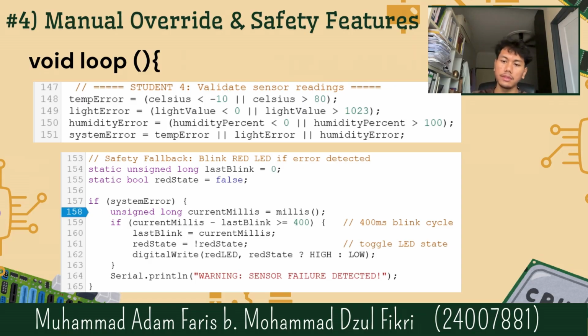And then for the safety fallback, the second box, when system error is true, the red LED begins to blink every 400 milliseconds. This is achieved using the millis function, which allows non-blocking timing. At the same time, the serial monitor prints a warning message, which shows warning, sensor failure detected. So this ensures the user is immediately aware of a failure or unusual conditions.